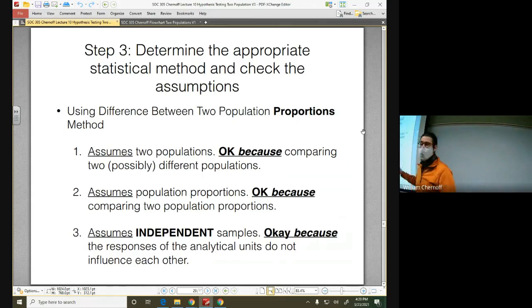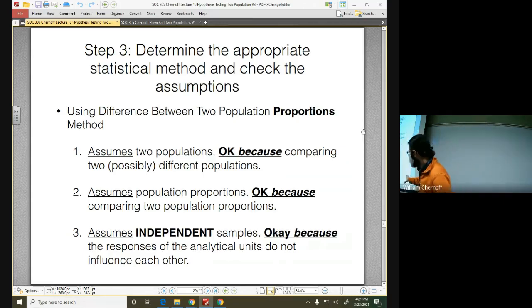If we can't use this method, we can't compare the two groups. We're not able to make a decision about that null hypothesis. So our first assumption is that there are two populations. So here it's okay. So we're comparing two possibly different populations. Our second assumption is this idea of population proportions. So think about the claims that are being made. Think about that doubting scientist claim. What are they talking about? So in this case, it's okay, because that claim is about comparing two population proportions.